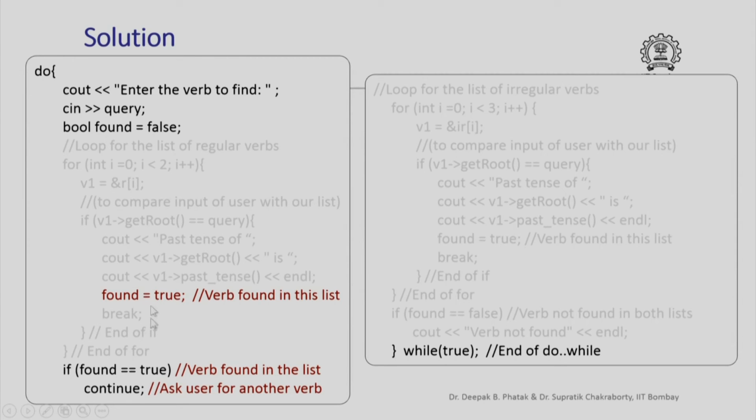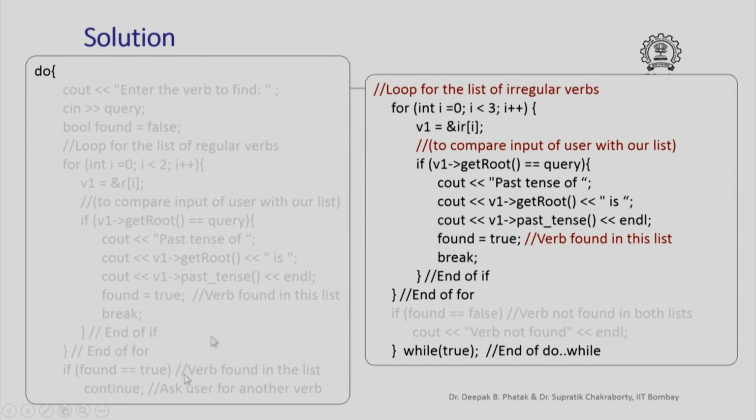However, if it did not find the input verb in this list of regular verbs, then found would be false, because note that it was initialized to false and it is set to true only when I have found the regular verb in this array of regular verbs. So if I do not find it, found would still be false. So this, if found is true, then continue, statement will not be executed. In fact, what we will now do is search for the queried verb in the list of irregular verbs.